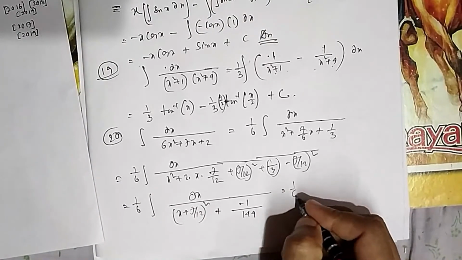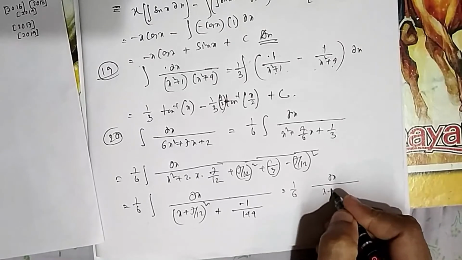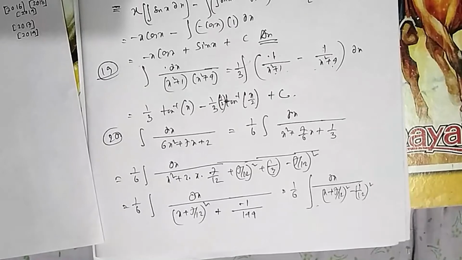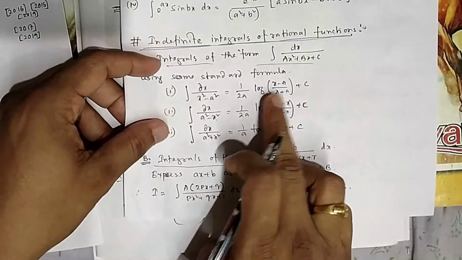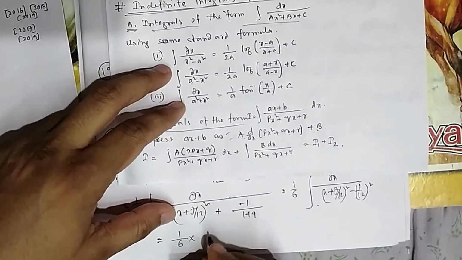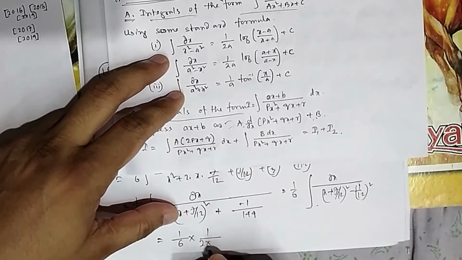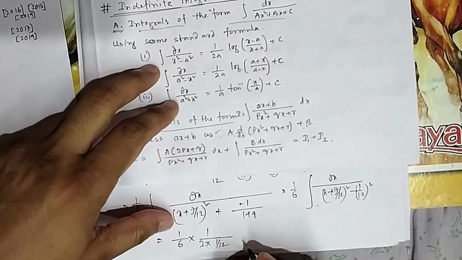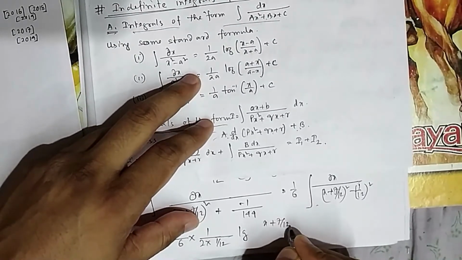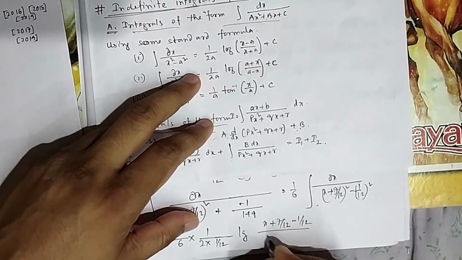Then dx divided by (x plus 7 by 12) whole square minus (1 by 12) whole square. So that is of the format 1 by x square minus a square. Again, 1 by 2a log (x minus a) by (x plus a). So it will be 1 by 6 into 1 by 2a. What is a here? 1 by 12. This is your a. Log (x plus 7 by 12 minus a) divided by (x plus 7 by 12 plus 1 by 12).